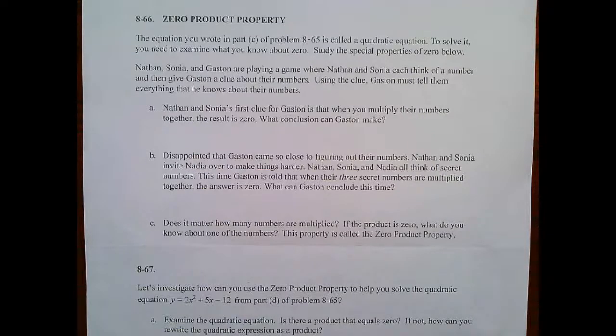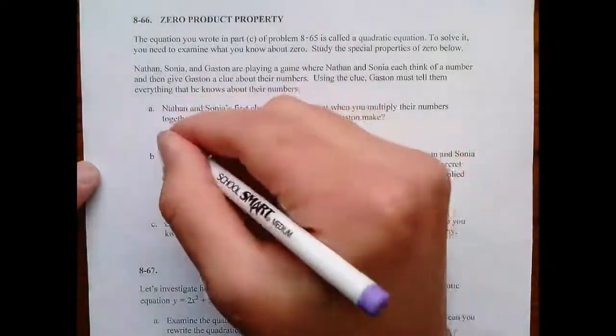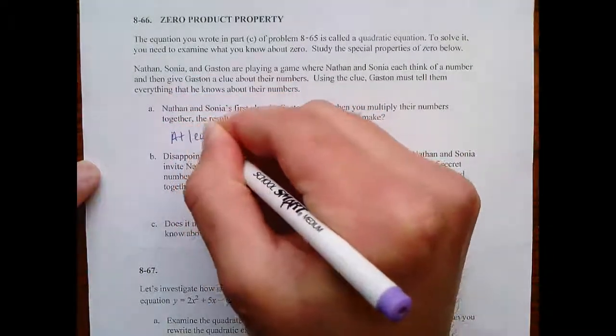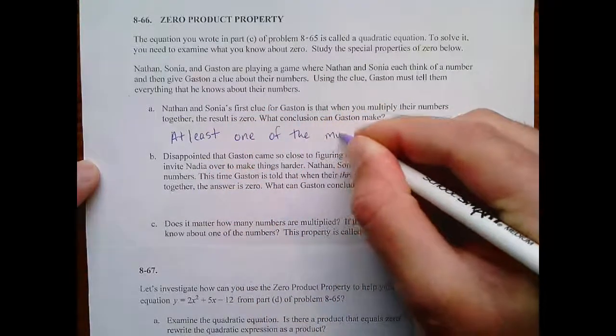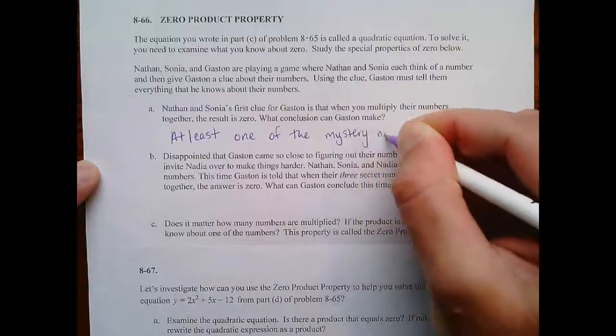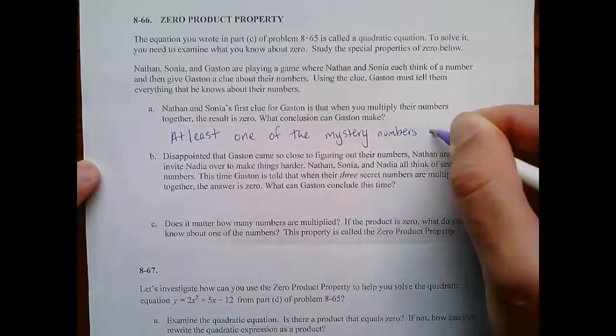So Nathan and Sonia both have a number. They're not telling Gaston what the numbers are, but the clue that they're going to give Gaston is that when you multiply Nathan and Sonia's numbers, you get zero. So if you were Gaston, what conclusion could you say for sure? Again, you don't know what the numbers are, but if the two numbers multiply to zero, what has to be true? Well, at least one of the mystery numbers must be zero.